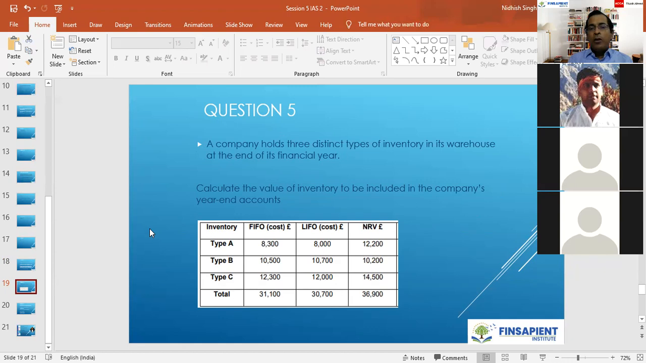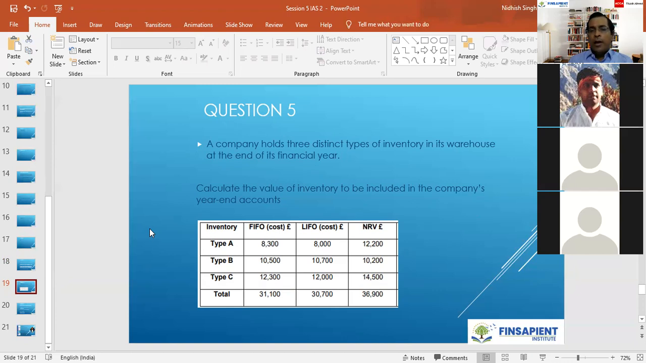Do you consider the FIFO or LIFO? Both? One? Which one? I will consider only FIFO, not LIFO. Yeah, LIFO is out of context, right? Now compare the FIFO versus NRV. Then in type A it would be FIFO, type B it would be NRV, and type C it would be, wait. What is your carrying cost for type A? It's FIFO.